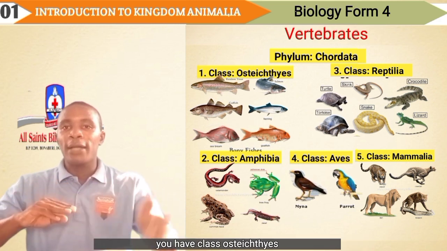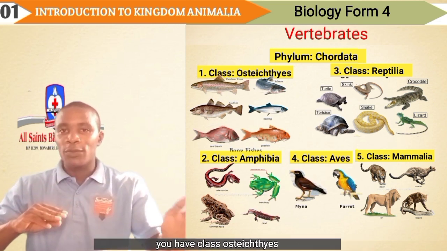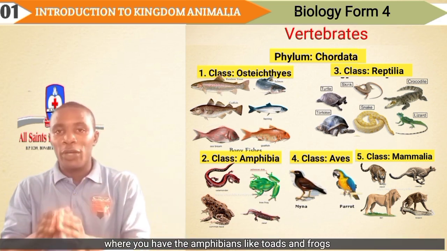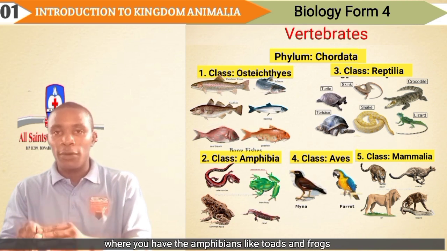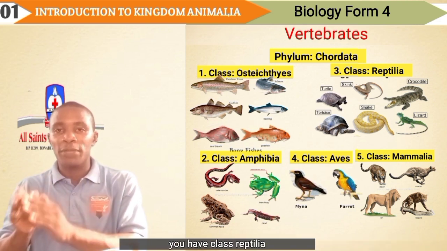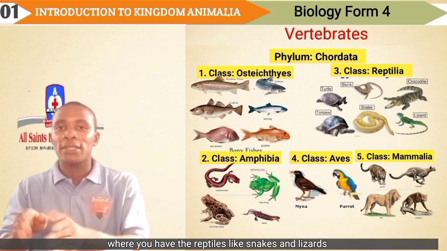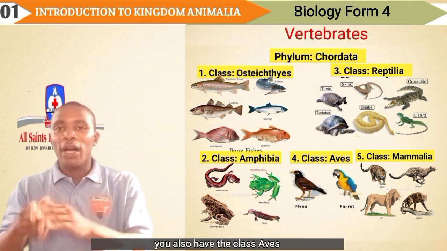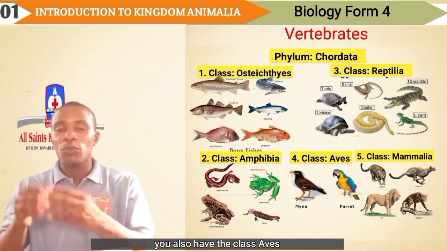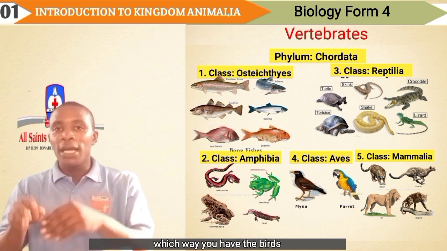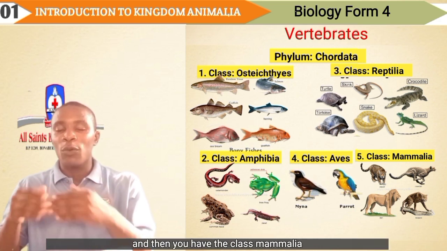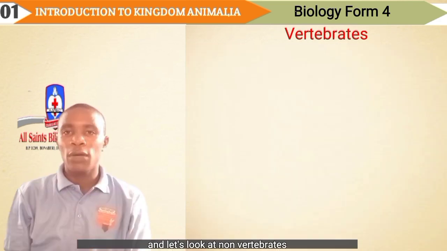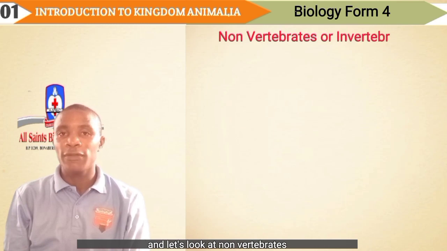You have class Osteichthyes, where you have the bony fish. You have class Amphibia, where you have the amphibians like toads and frogs. You have class Reptilia, where you have the reptiles like snakes and lizards. You also have the class Aves, where you have the birds, and then you have the class Mammalia, where you have the humans and all the four-footed animals. Now let's look at the non-vertebrates.